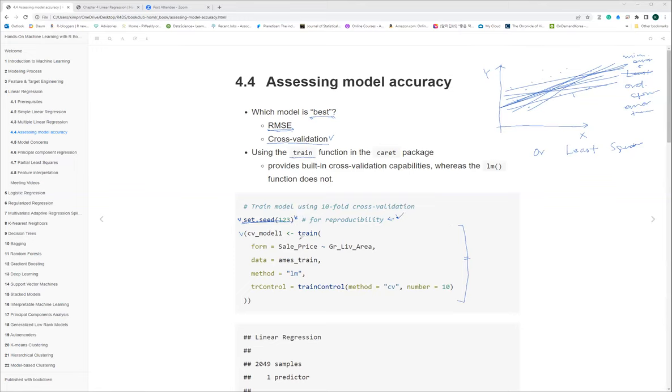But anyway, by using this train function, we make a formula like this, which is the simple linear regression. And our data is the Ames train, which is the Ames housing data set in Boston. Then what we need to do is set the method to lm, which is a linear model. And our train control method is cross validation. And the number means the sampling number.